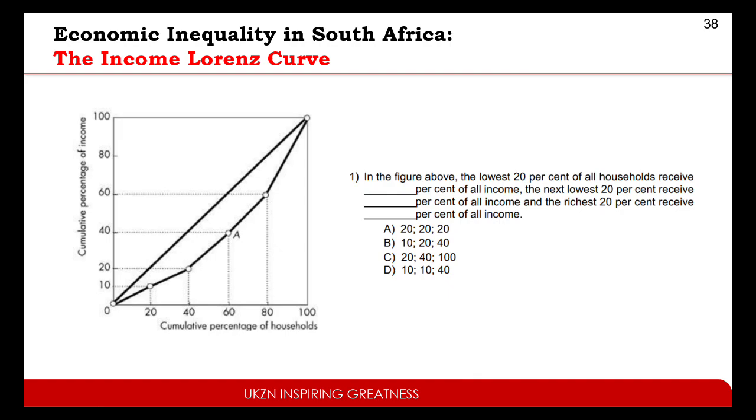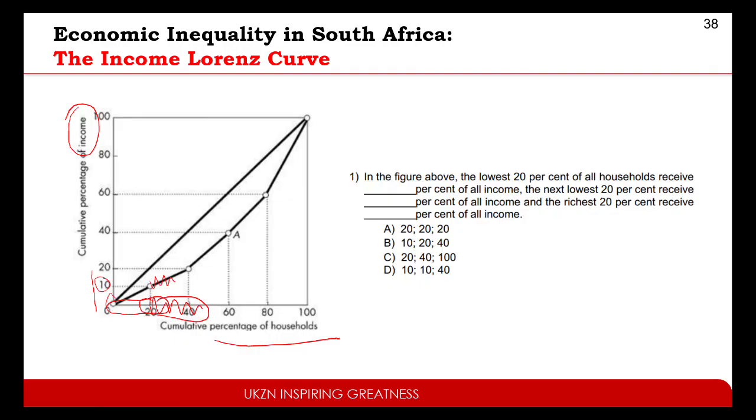In the figure above, the lowest 20% of households, they're talking about 0 to 20. Sorry, this is income. Take note. Income. This is the percentage of households. So, the lowest 20% of households receive something percent of income. They receive 10% of income, right? See, 20, that's 10. 10% of income. The next 20%. So that means 20 to 40. So only this side, 20 to 40.